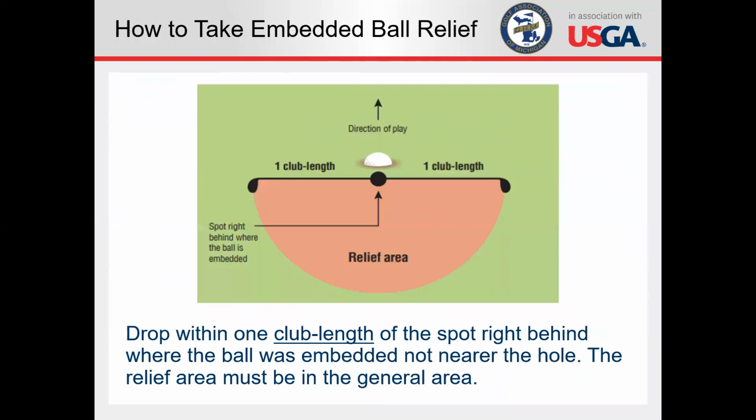So you can see here that the reference point is going to be that spot right behind where the ball is embedded, and then we get one club length in either direction, and that's going to determine our relief area. Because we're taking embedded ball relief in the general area, the relief area needs to be in the general area. So if a portion of this perfect one club length half moon, or semi half circle, was in a bunker or in a penalty area, that portion of it would not be the relief area.